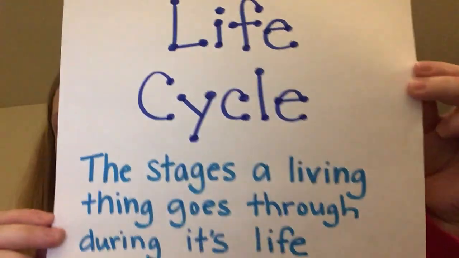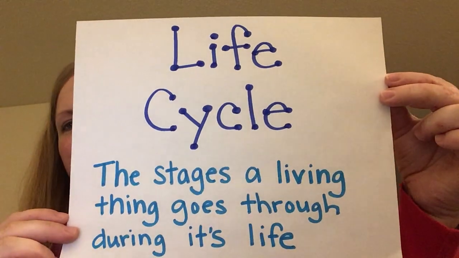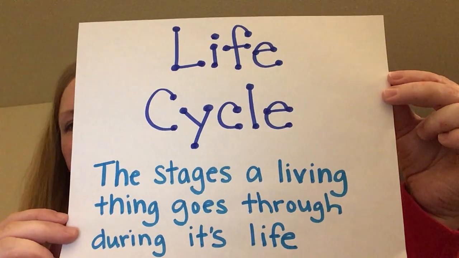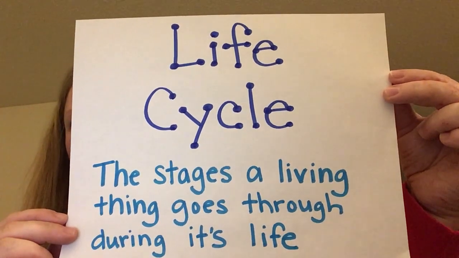So a life cycle is the stages a living thing goes through during its life. That's a life cycle. Humans have a life cycle, like you were a baby and now you're a kid, and then when you grow up you will be an adult, and that's the cycle of humans.